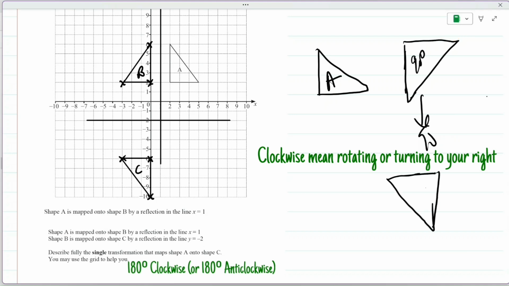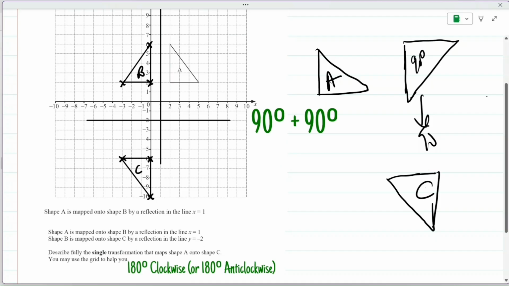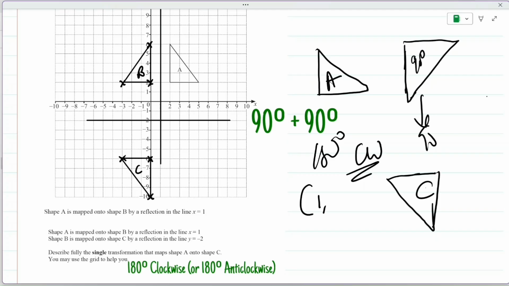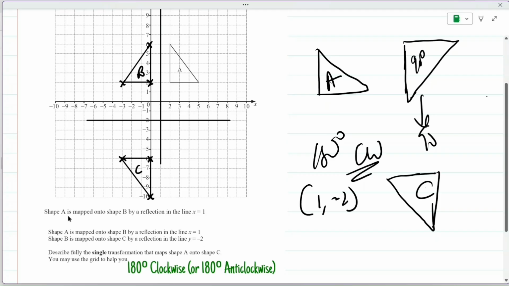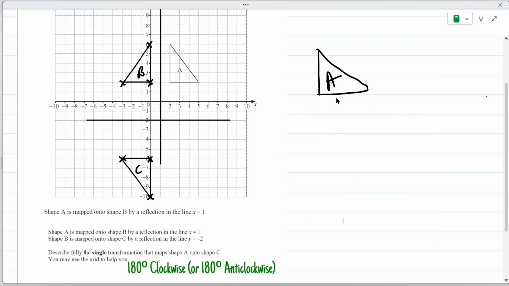Now this is same thing as C. If you look at it, we rotated A 90 degrees to get this, then we rotated it another 90 to get this, which is same as C. So rotating it 180 degrees clockwise at point X is 1, Y is -2 will give you C. Same as anti-clockwise. If you rotate it 180 degrees anti-clockwise, you'll still get C.